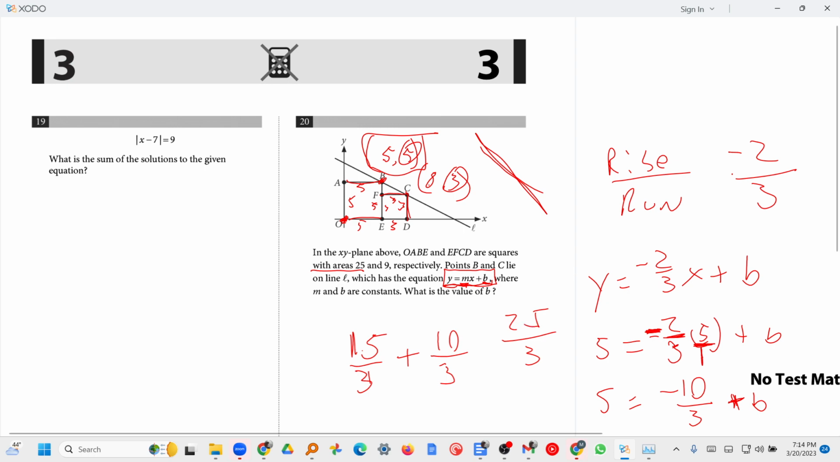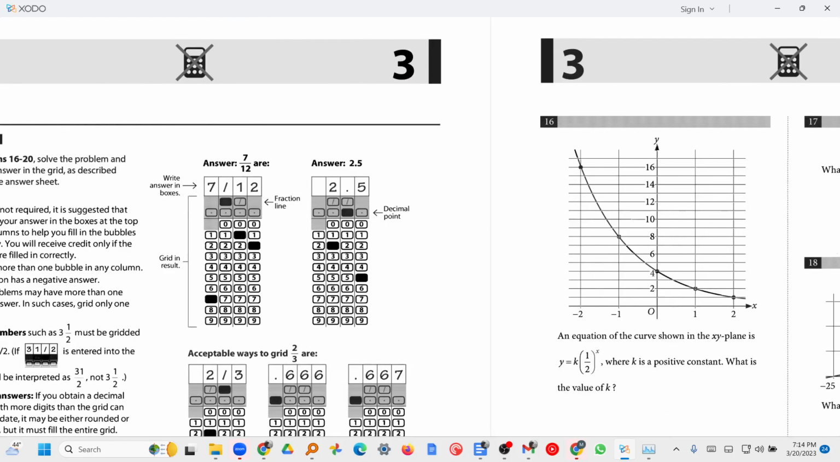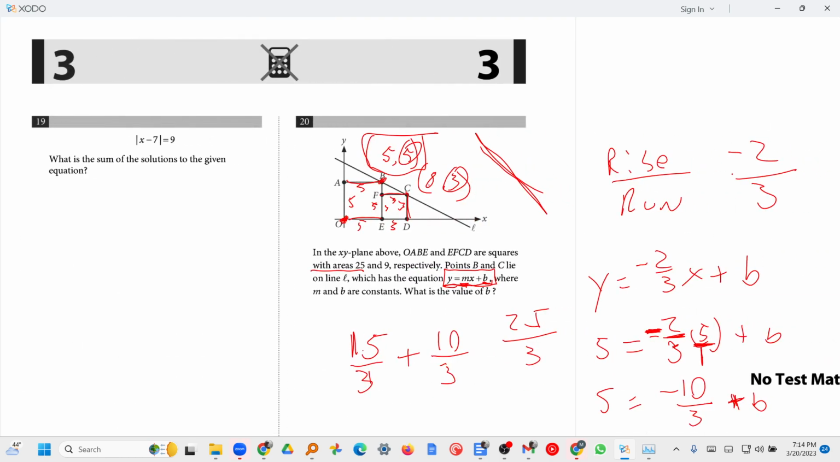And then my only other check is, can I write that in the little boxes? Oh yeah, 25 divided by 3. And we're good. And we're done. Okay. Hopefully that makes sense. And have fun with section 4 when you get to it as well.